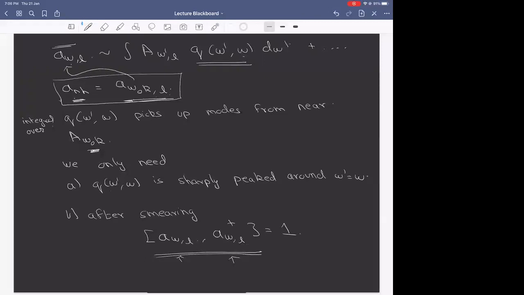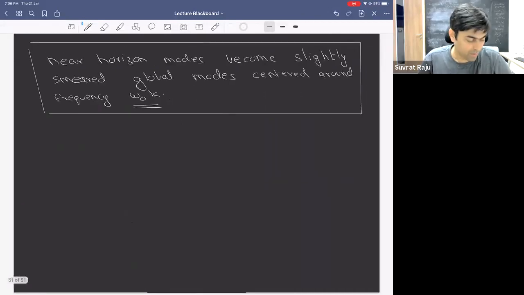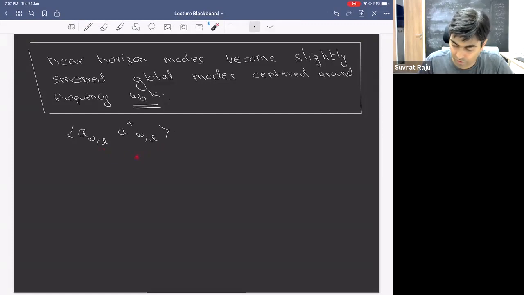Very good. So indeed, as the question was asked, we can now immediately compute the 2-point function of these modes. These a omega L's were basically near horizon modes. By the way, there's an L which I've always set to be the same, because if you put an L prime here, you just get delta LL prime.